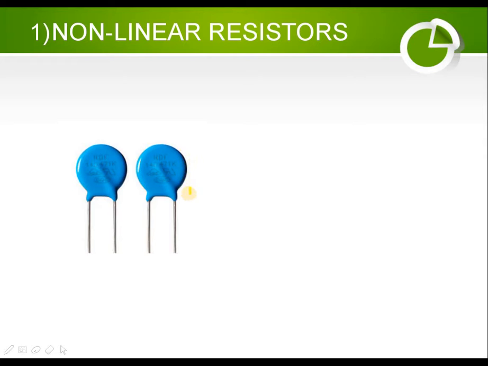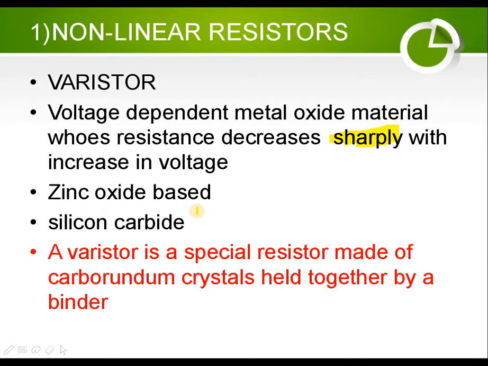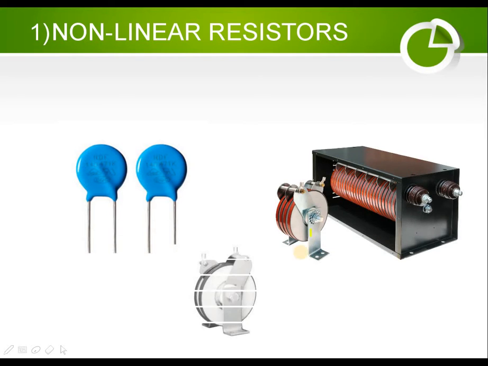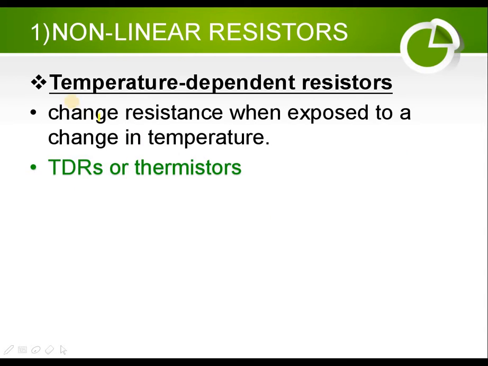Okay, this is the first case, that is zinc oxide based, and this is the silicon carbide. This is the same silicon carbide, and from the diagram you can also see that it looks a little bit heavier, and this is the micro component. These are used in circuits for lower protection, for lower or medium voltage cases.